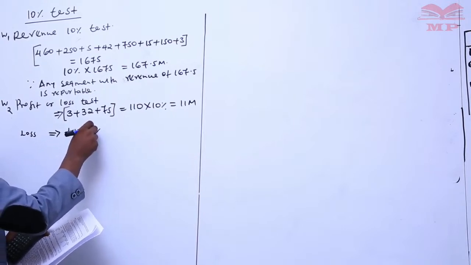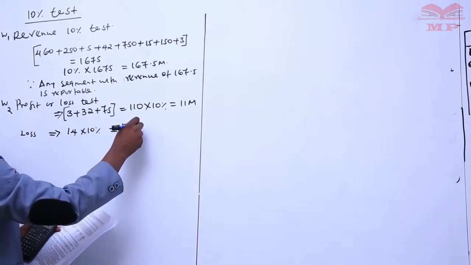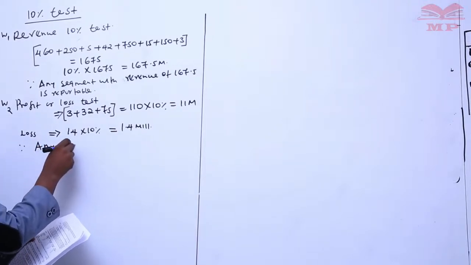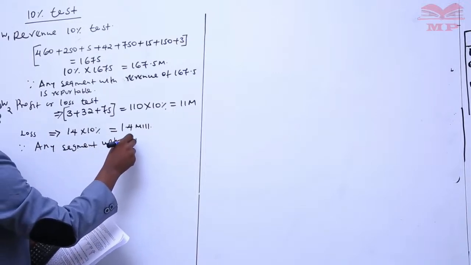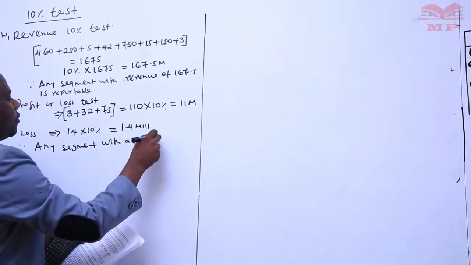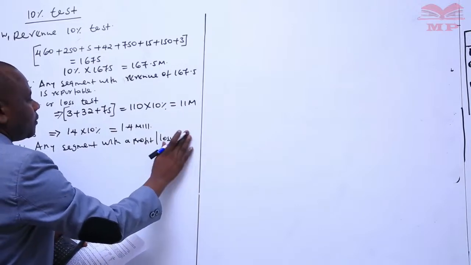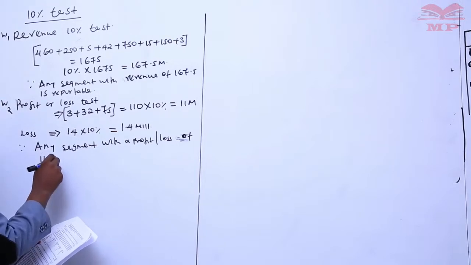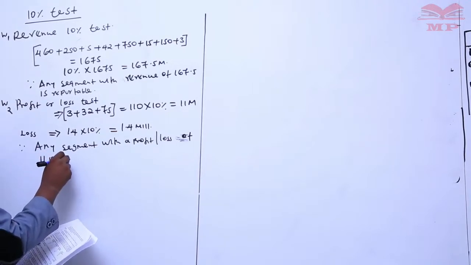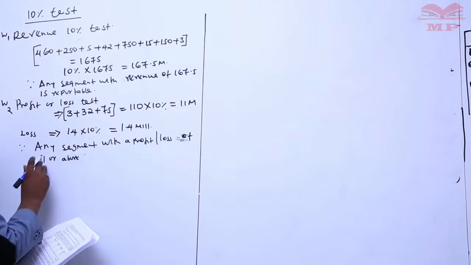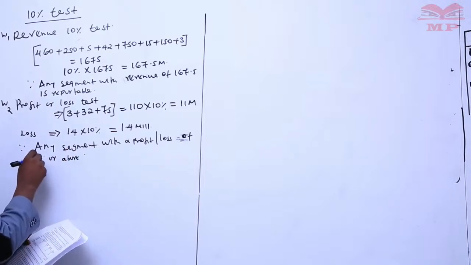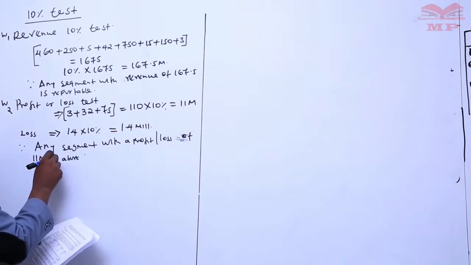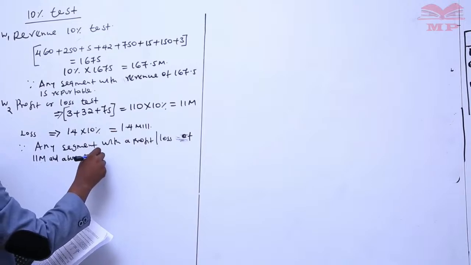14 times 10%, 1.4. So you say therefore any segment with a profit or loss of 11 or above, 11 million and above, is reportable.